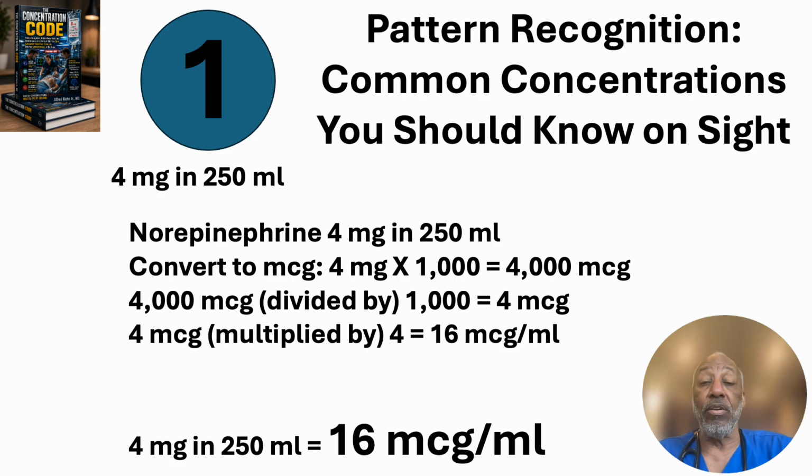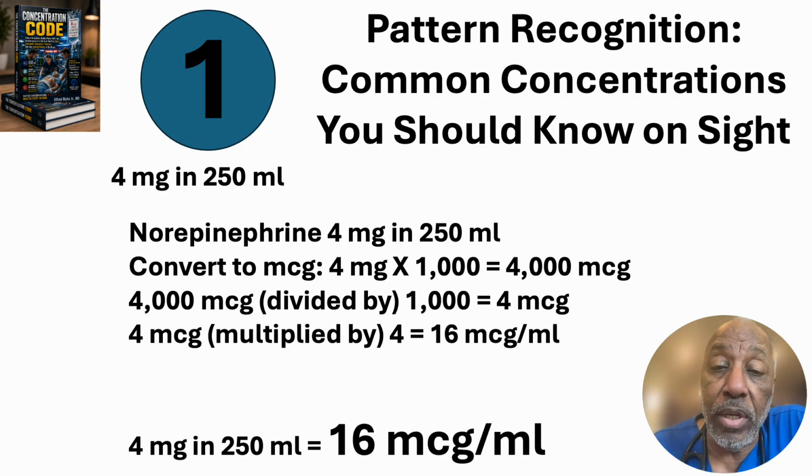The first pattern is 4 milligrams in 250 milliliters. This is the standard norepinephrine concentration in many ICUs and emergency departments. Convert 4 milligrams to 4,000 micrograms. Apply the divide by 250 shortcut, which is 4,000 divided by 1,000 equals 4, times 4 is equal to 16. The concentration is 16 micrograms per milliliter.